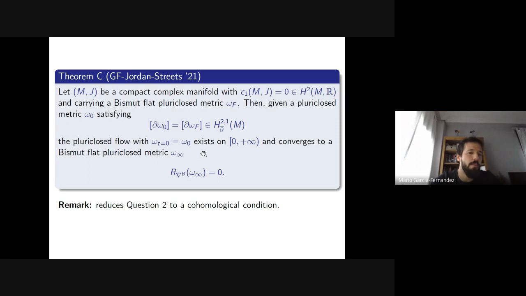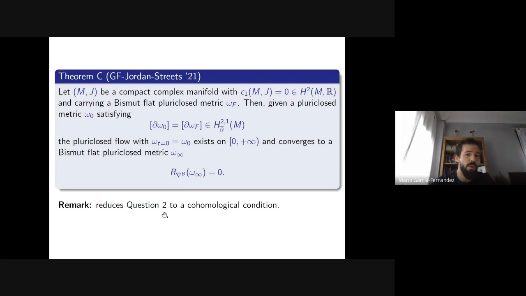So what is this cohomological condition? Let's first try to understand what this means. Omega naught is pluriclosed, so it is dd-bar closed. Therefore, if I take del of omega, this is a 2-1 form, and because omega is dd-bar closed, del of omega naught is d-bar closed. So it defines a well-defined class in Dolbeault cohomology. If this condition is satisfied, then I have long-time existence and convergence to a Bismut flat pluriclosed metric. So our question two was whether we can prove an analog of Sau's result on Bismut flat pluriclosed manifolds. At least we have reduced this question to a cohomological condition here.